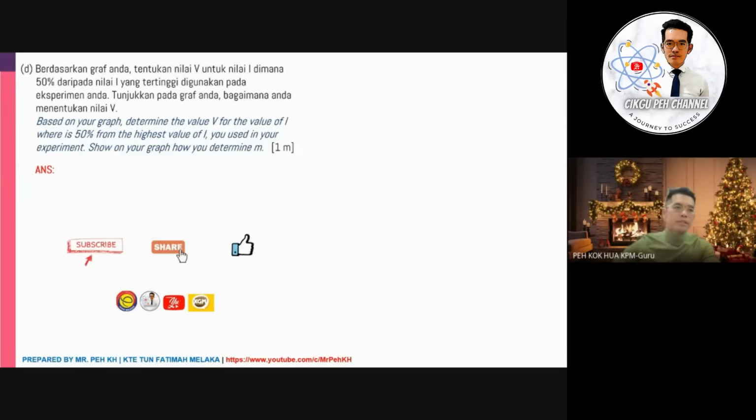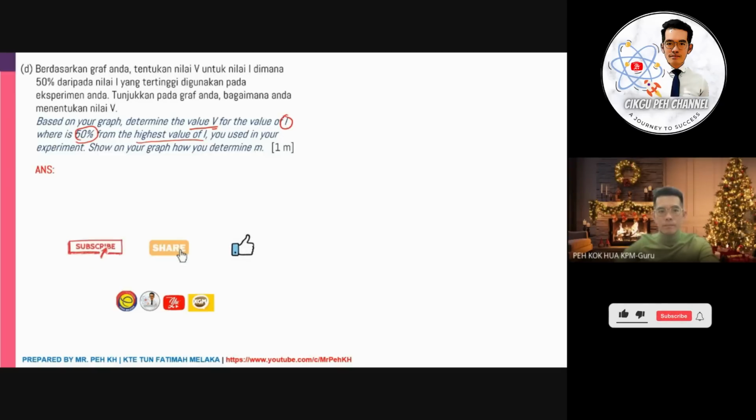The first question: based on your graph, determine the value of V for the value of I which is 50% from the highest value of I you used in your experiment. Show on your graph how you determine it. So what does this mean? As I mentioned, this is a guided practical.